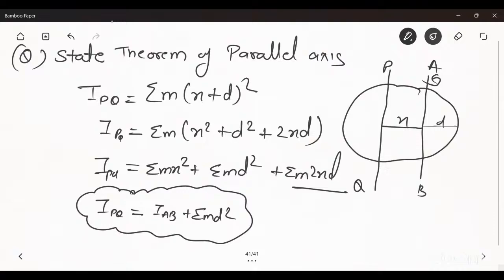Now the next question is, state and prove the law of conservation of energy. That's a listed type.